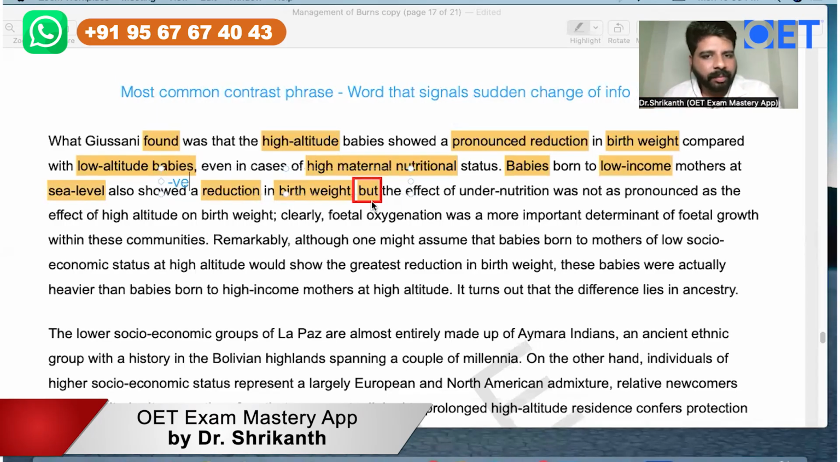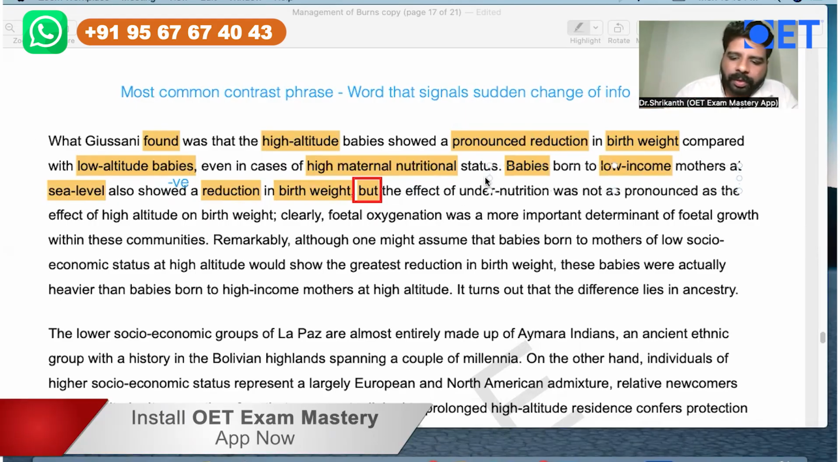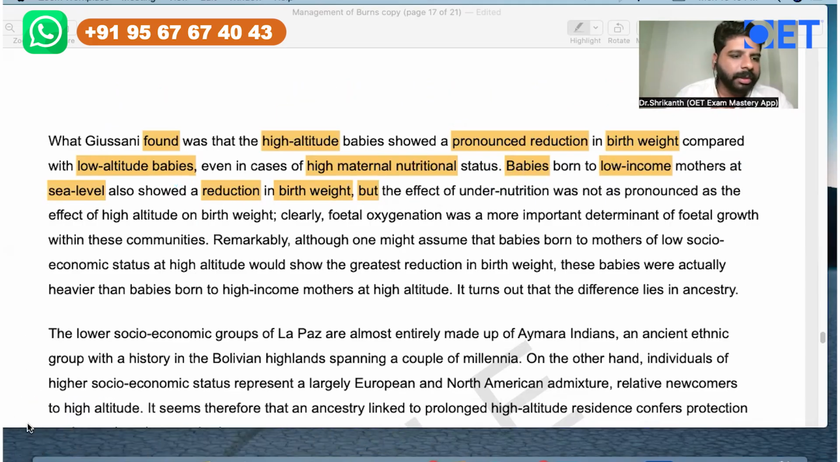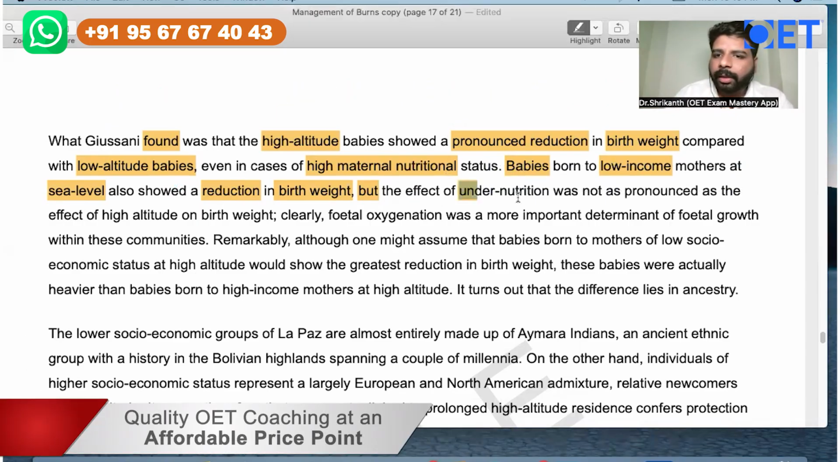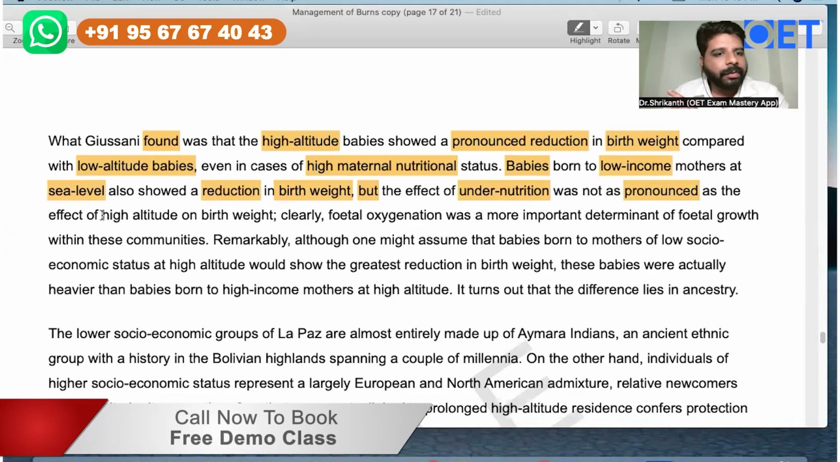Now the word but is coming. Now as soon as you hear the word but, you can say the information that is going to come over here is going to be positive, without any doubt we can say. So let's see what is the positive information that is coming. So here what are they saying? Let's just take a look into the question. But the effect of undernutrition. Okay, undernutrition basically means what? Opposite of overnutrition. Undernutrition means malnourishment. Okay, but the effect of malnourishment was not as pronounced as the effect of high altitude on birth weight.